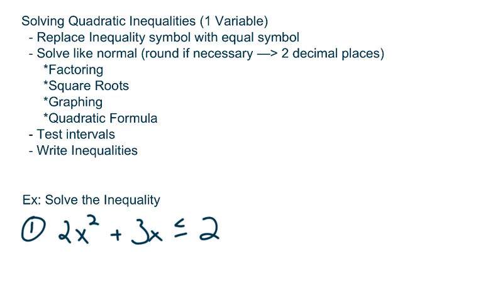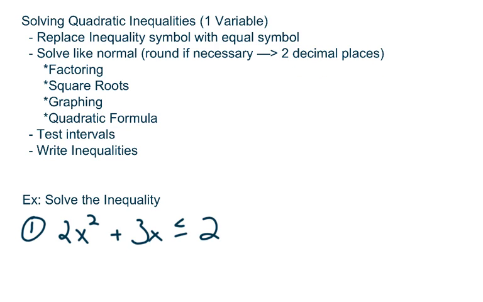And you can see an example of an inequality we're looking to solve because we only have one variable. We have x. Granted, we have it twice, but it's just x. The inequalities that we were graphing had x and y. When we're solving, we're only going to have one variable. So step number one, replace the inequality symbol with an equal symbol. Then we're just going to solve it like normal. Round if necessary to 2 decimal places.